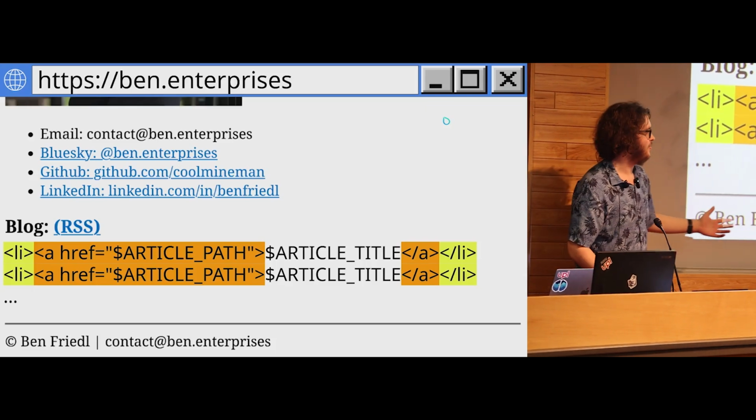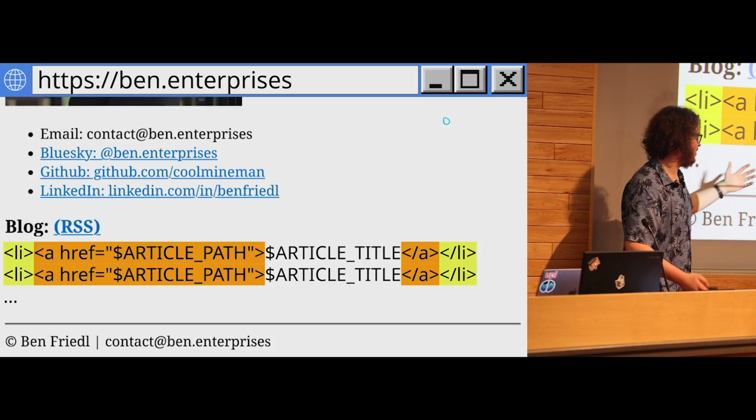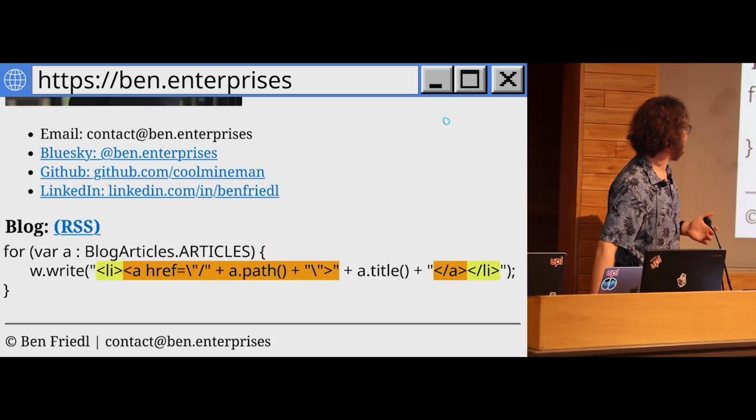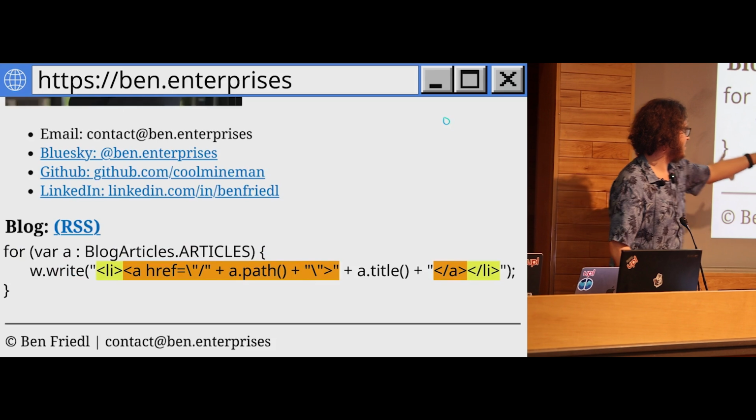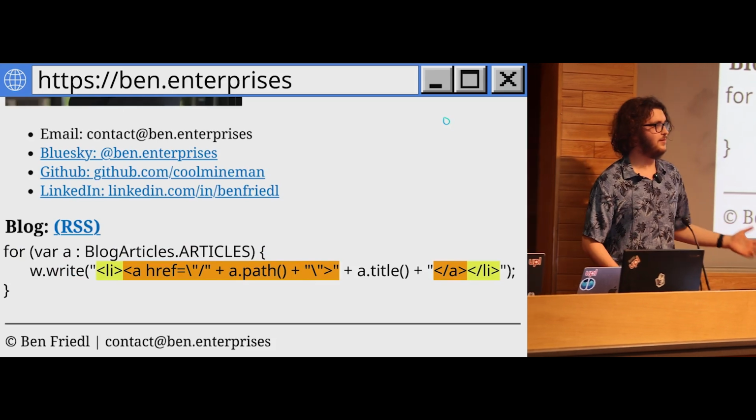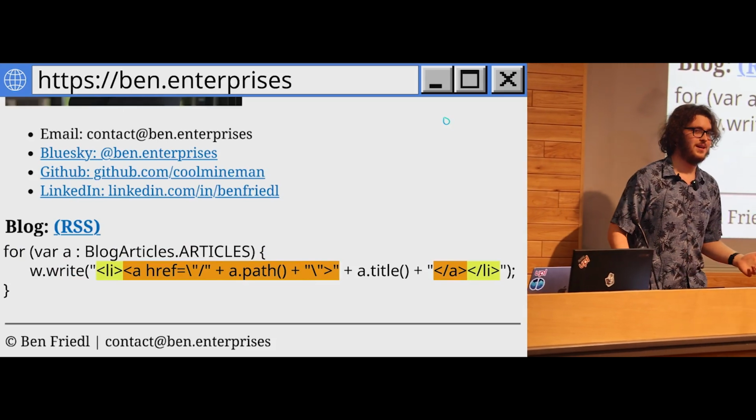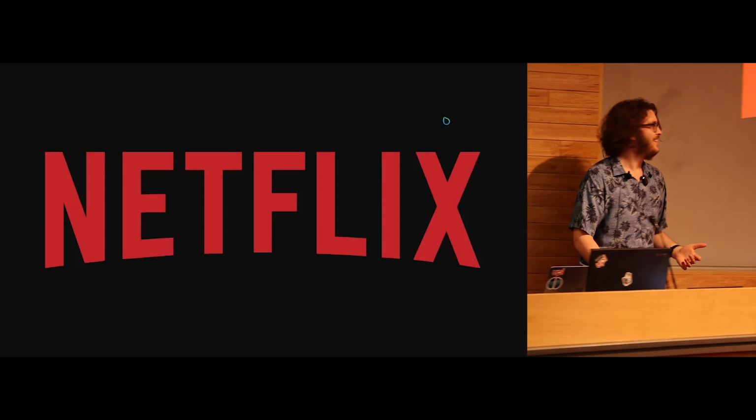So it turns out there's a really cool tool to automate this. It's called a for loop. So as you can see, simple for loop over the articles, and I can easily make those links. But I'm not the only one who has a blog. Before me, there was Netflix.